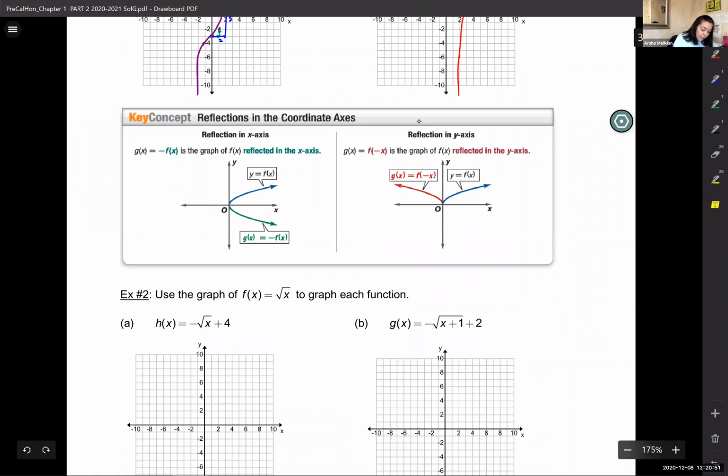All right, reflections. If there is a negative in front of the equation, then the graph is reflected around the x-axis. So if this is y equals root x, this would be y equals negative root x. Similarly, if this is root x, if I have a negative inside next to the x, then it will be reflected along the y-axis.